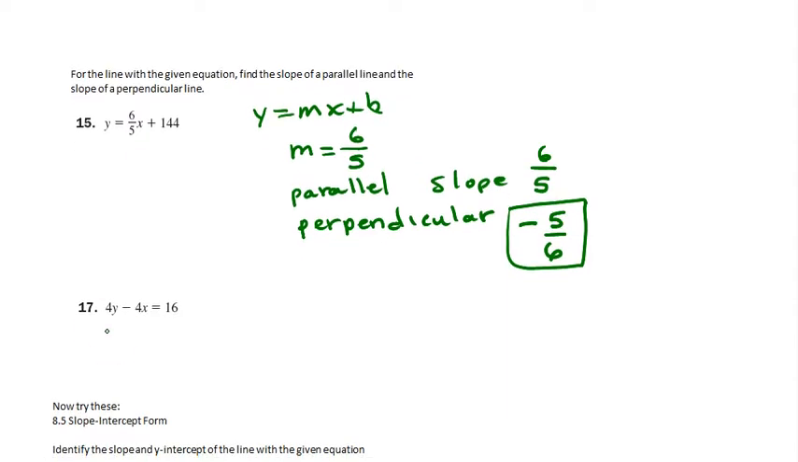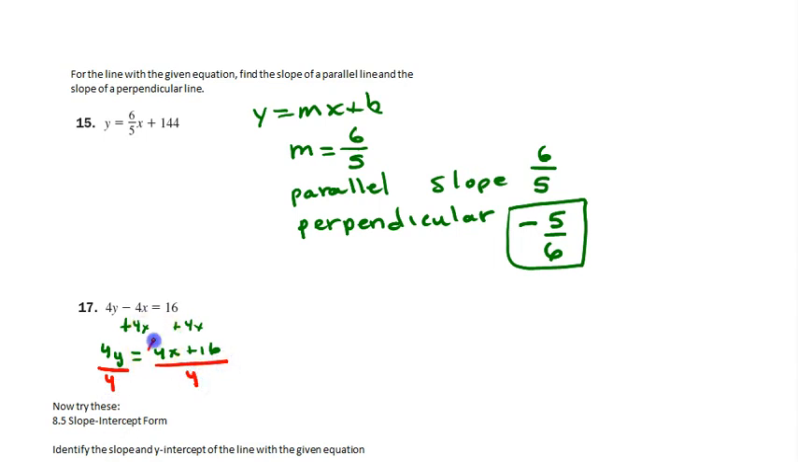Let's look at this one. Now for number 17, it's a little bit different because it's not in slope-intercept form. So this equation isn't quite as useful in this form. So let's start by putting it in slope-intercept form. So I'm going to start by adding 4x to both sides of my equation, which will give me 4y equals 4x plus 16. Now it's not in slope-intercept form yet because I still have this 4 in front of my y. So I want to divide both sides by 4.